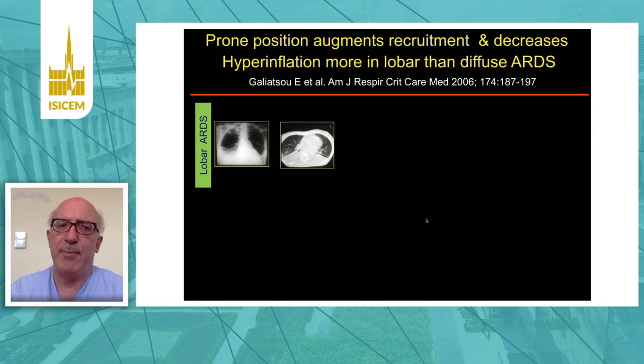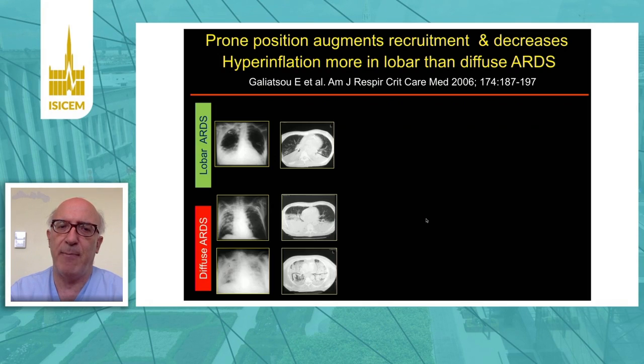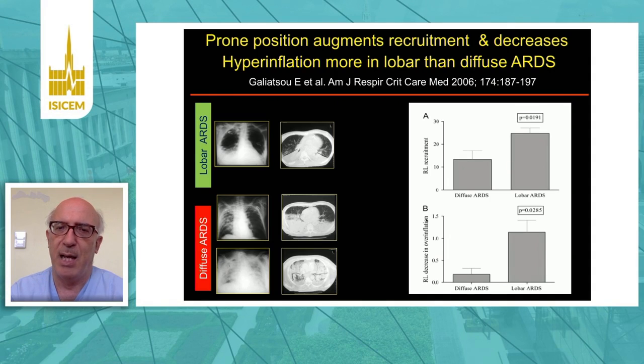We have different types of ARDS, the so-called lobar ARDS, where we have more aeration in non-dependent as compared to the dependent part of the lung, and diffuse ARDS, patchy or more uniform alteration of the disease. And studies showed that in lobar ARDS as compared to diffuse ARDS, prone position was associated with more recruitment and more decrease in overinflation.